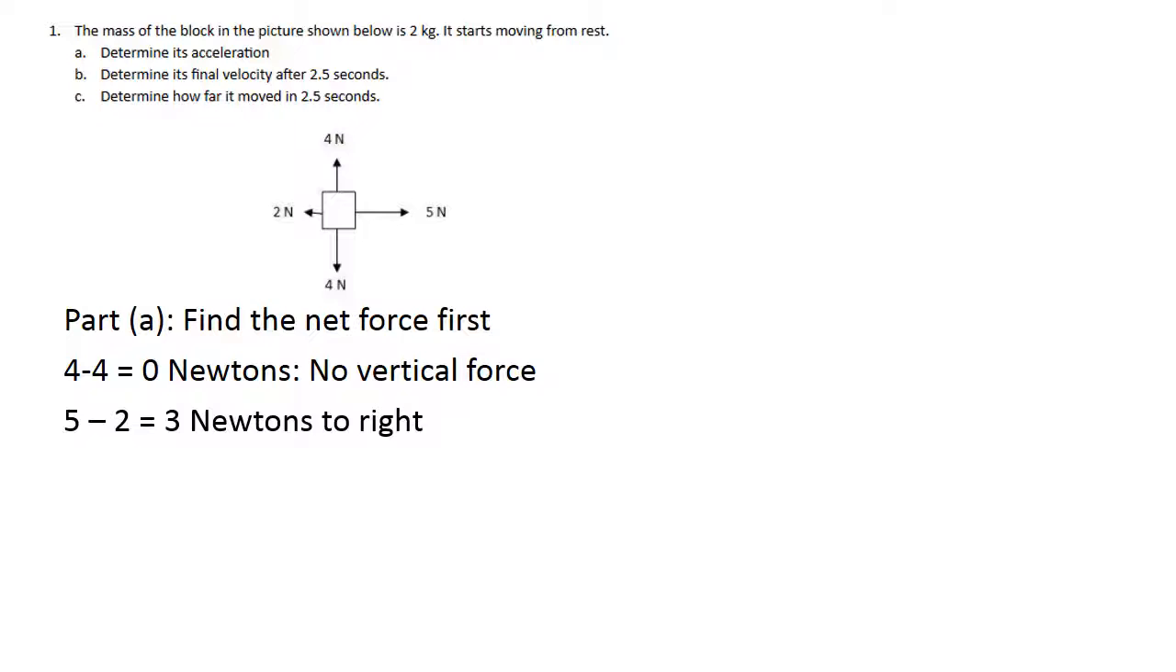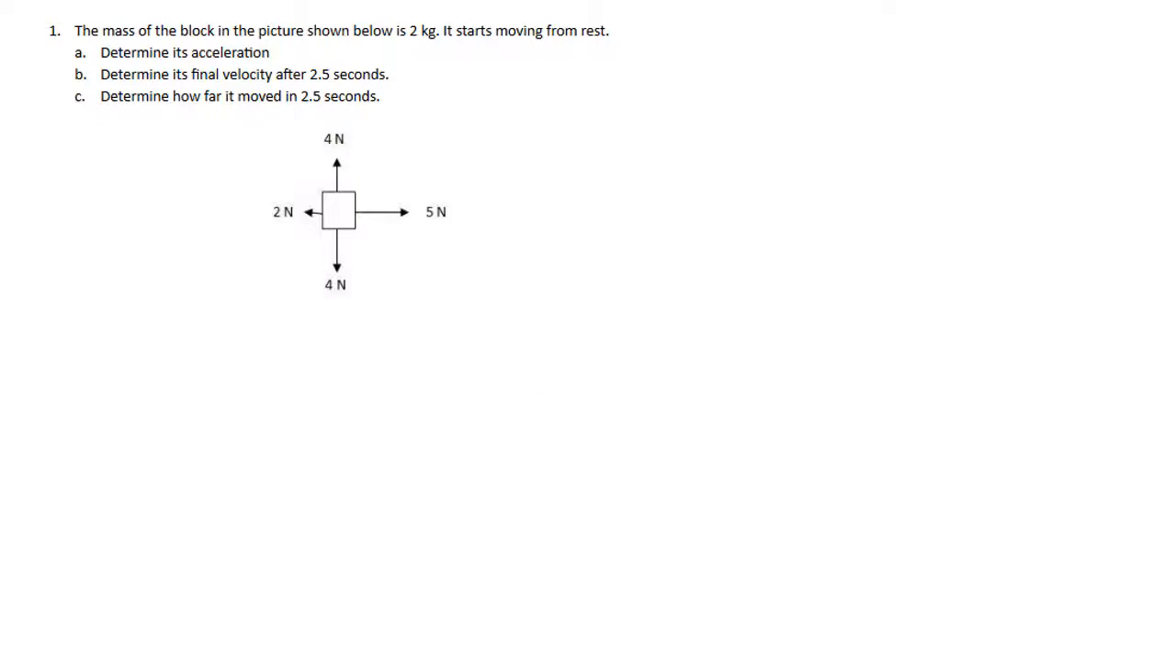But there is a net horizontal force because there's a 2 Newton force backwards and a 5 Newton force forward, so there'll be a 3 Newton force to the right. So if we can find our acceleration, now we have the net force. We take the net force, 3 newtons, divided by the mass, 2 kilograms. We get 1.5 meters per second squared. Makes sense, we found part A.